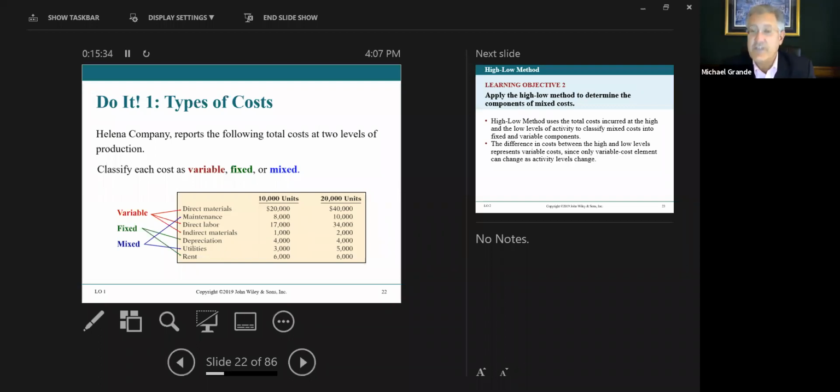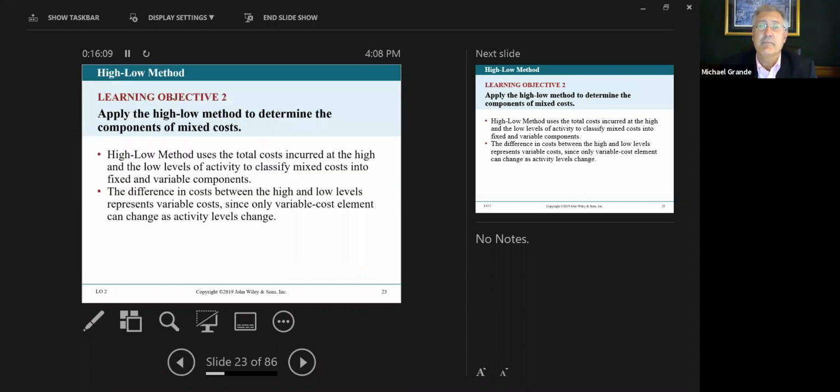It's therefore fixed. Utilities expense goes from 3,000 to 5,000. Well, if it was purely variable, it would double. It would go from 3,000 to 6,000, but it didn't. So it's not fixed because the amount changed. It is not variable because it did not go up in the same proportion. So it therefore must be mixed. Rent expense doesn't change. It's obviously a fixed cost.